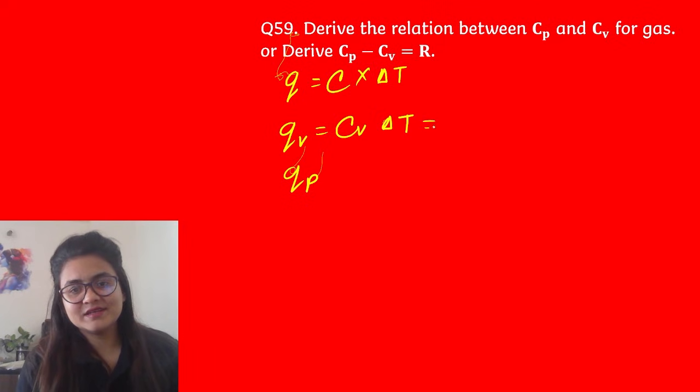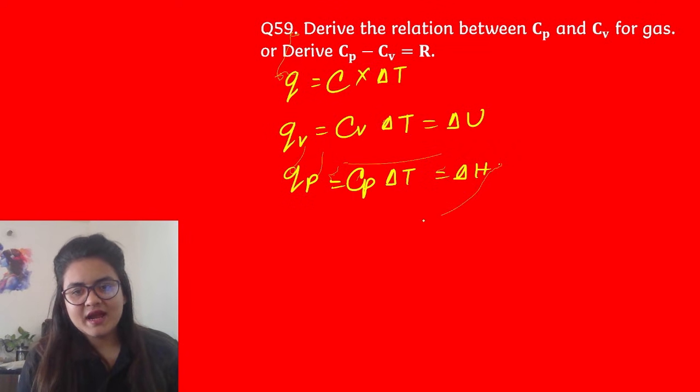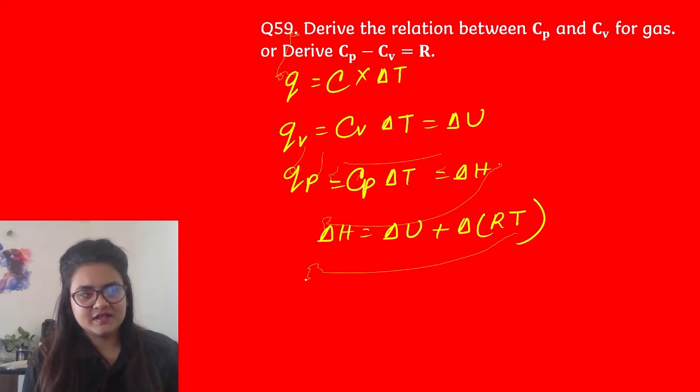Okay, and that is nothing but delta U, right? And whenever it comes to constant pressure, it is Cp delta T, that is nothing but delta H, right? Now for an ideal gas, what do we know? Delta H equals delta U plus delta (n)RT. 1 mole of ideal gas I am taking definitely.